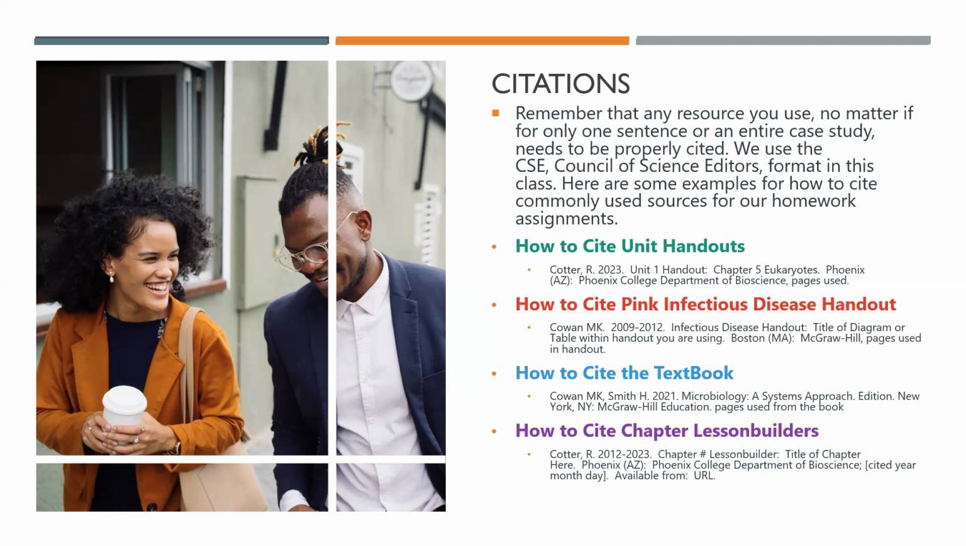Feel free to take a picture of this. I'll also send this out in an announcement so you can copy and paste it. The only thing you have to change is the chapter and the unit. You'll see the textbook tells you the edition. You either have the fifth edition, the sixth edition, or maybe an older one, and then page numbers. And then for the most part, the rest of these citations will be the same.